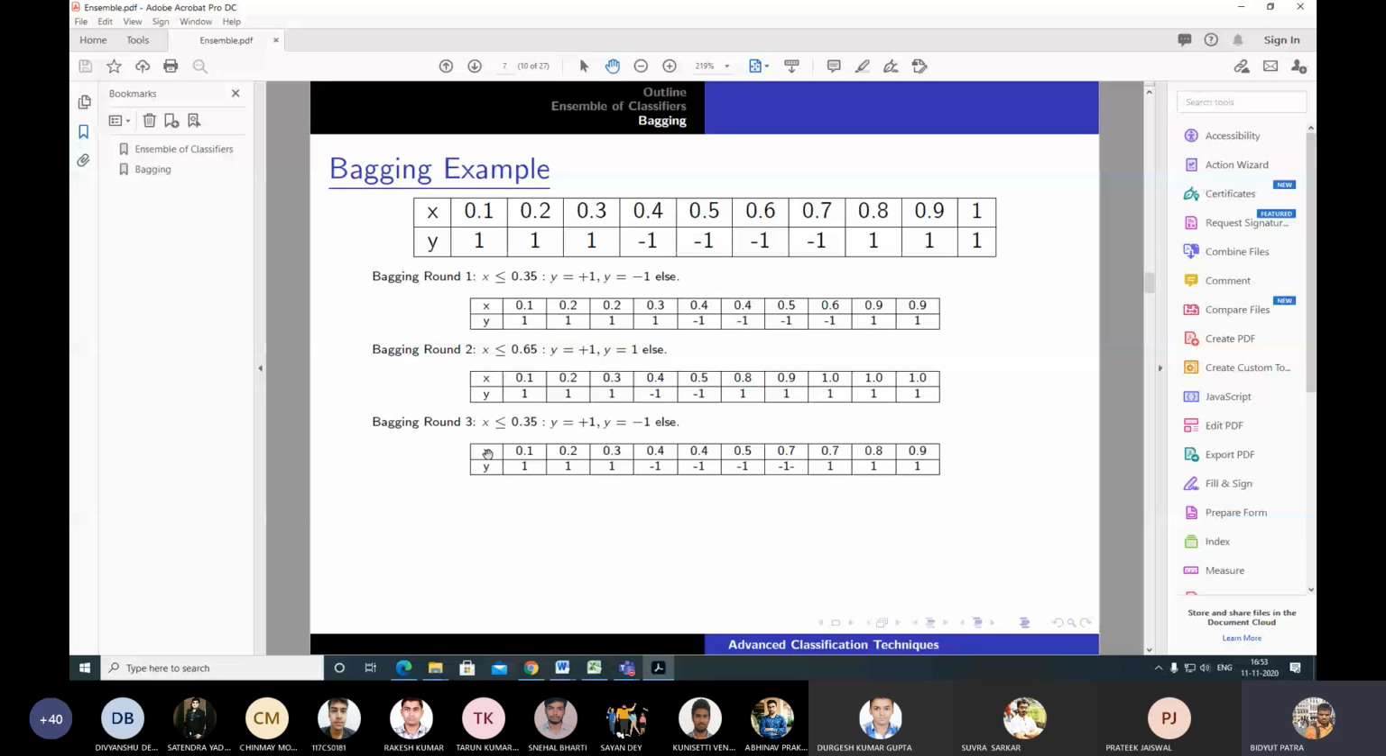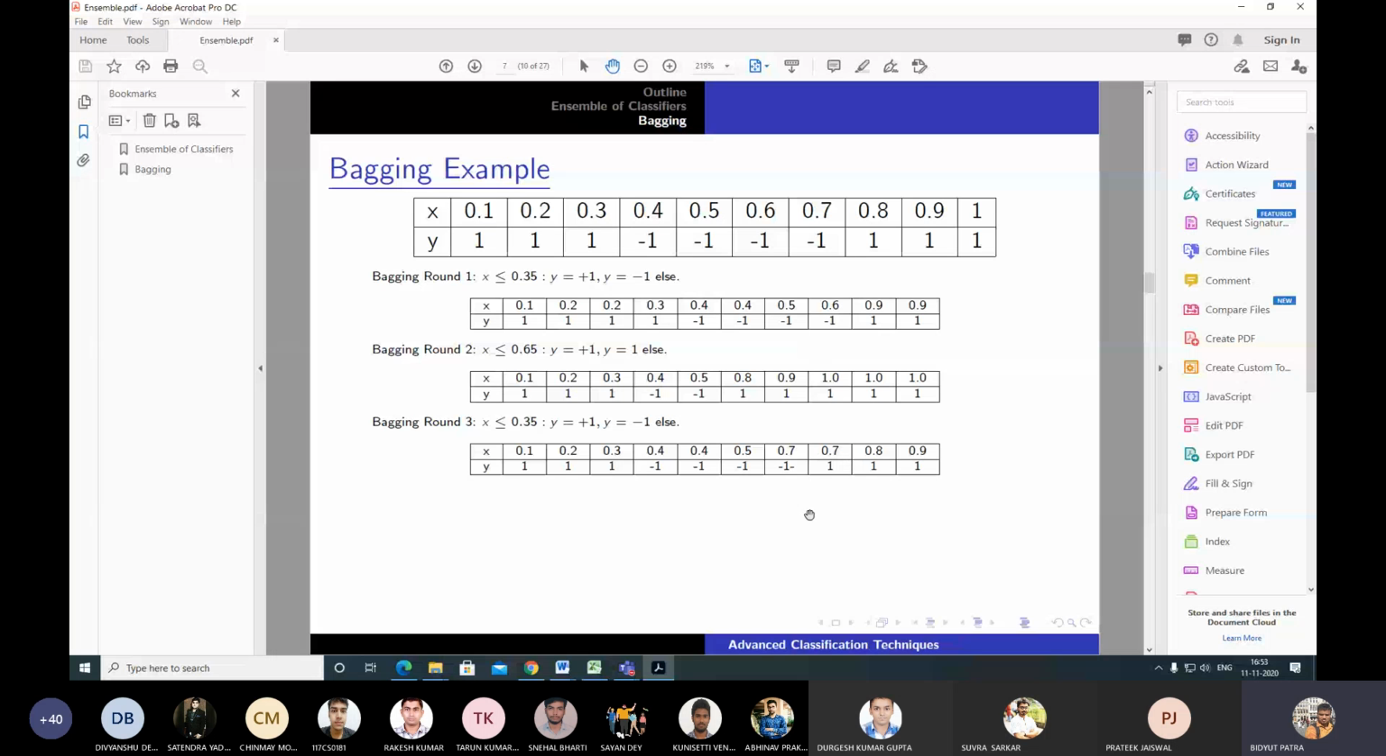So now you find a decision stump which error will be minimum. So let's say here we got 0.35. You take a decision stump here: lesser than this is -1 and above that is +1. And in three cases you'll be making a mistake. You can take it here also.